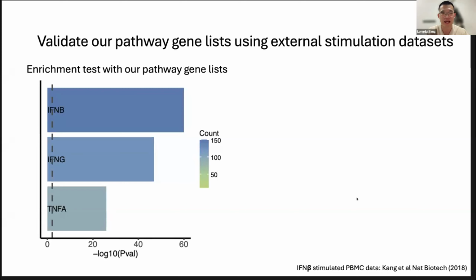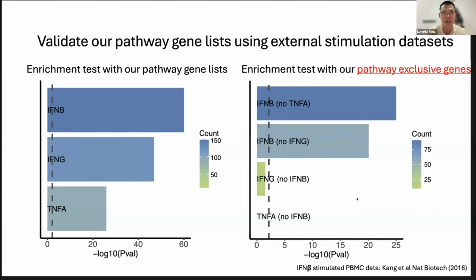But we soon realized that given the fact that our gene list contains a very large number of genes, it actually allows us to perform additional enrichment tests using these pathway-exclusive genes. The pathway-exclusive genes are the genes that are not shared between two correlated pathways. And by doing so, this time, we only observed that the genes are enriched for the interferon beta exclusive gene list, but not for the other two pathways. This indicates that the pathway gene list that we identify is indeed highly accurate. And we repeated the same analysis for all the other pathways that we have using different external datasets. So if you're interested in the details, please also refer to our preprint.